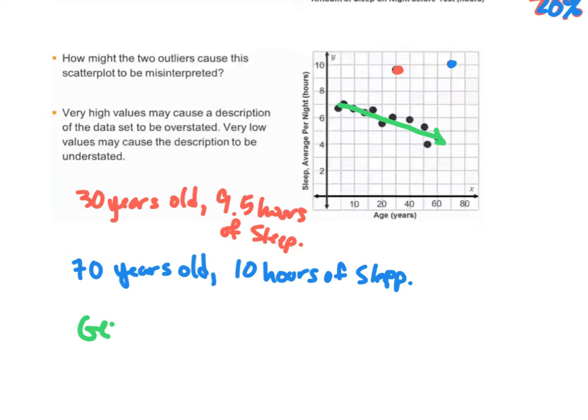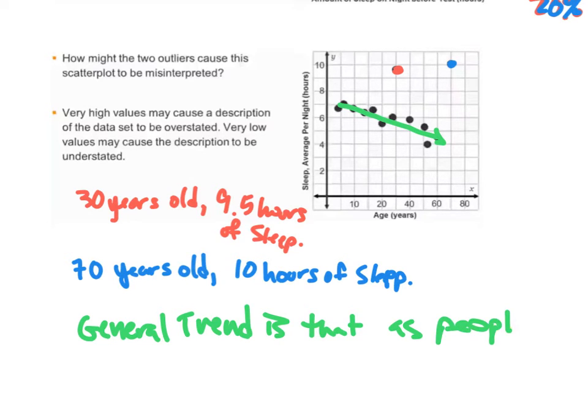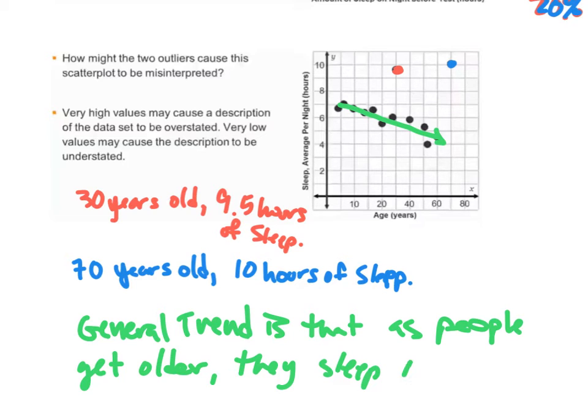So the general trend is that as people get older, okay, they sleep less. And that's kind of true.